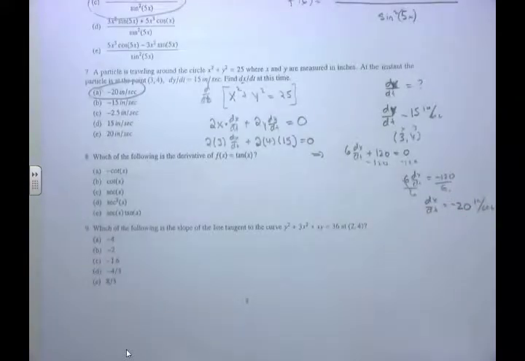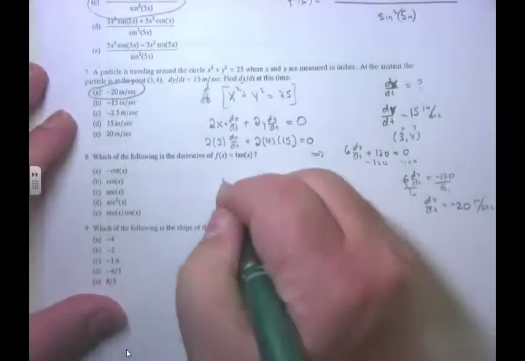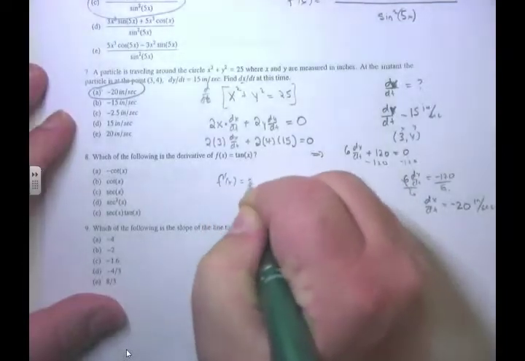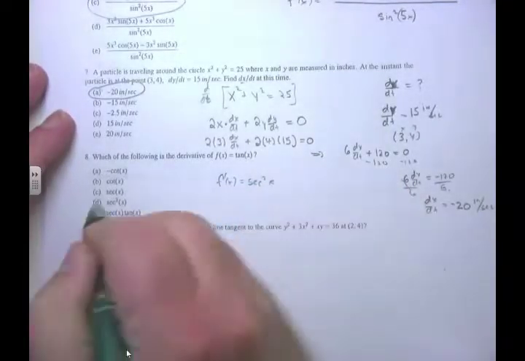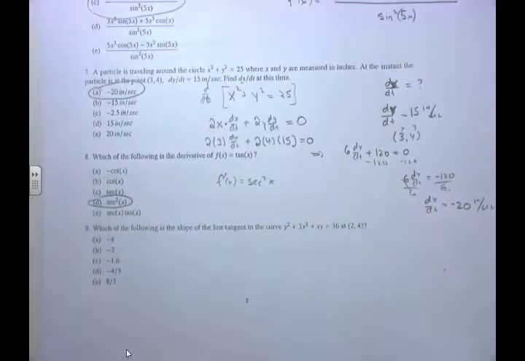Which of the following is the derivative of the tangent of x? Now, if you missed this one, you deserve to fail the class. That's just sad, because this is pure memorization. What's the derivative of tangent of x? You've got to know these. Straight up. What is it? Secant squared. That is just free points. Icing on the cake. The answer is D. You're done. That is a 5-second question.